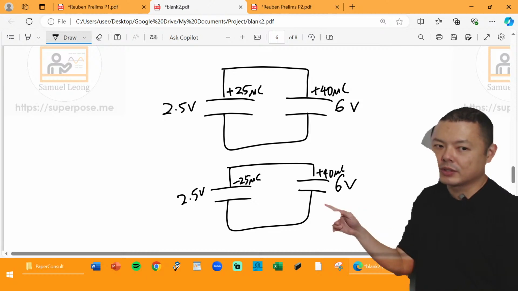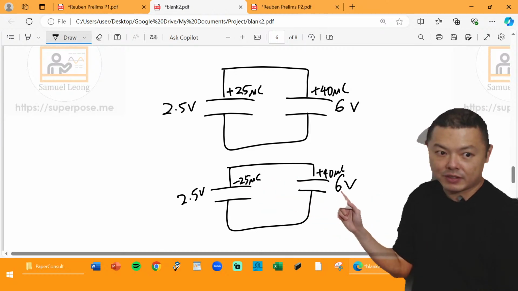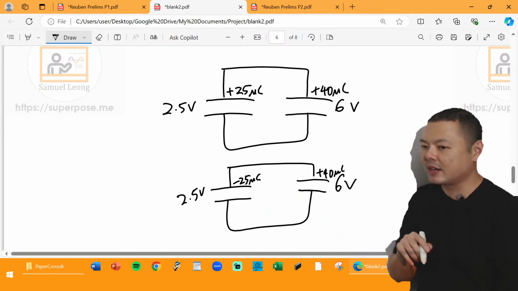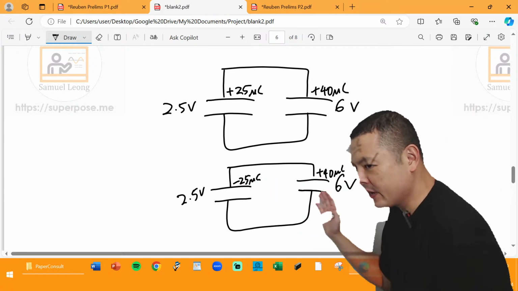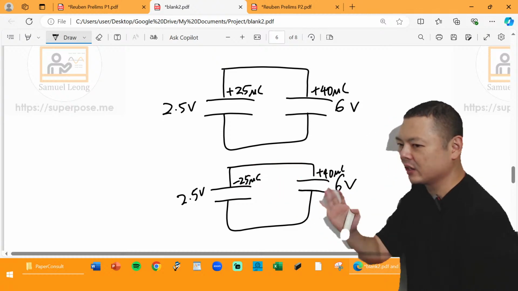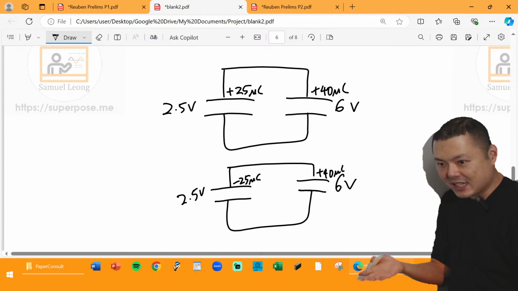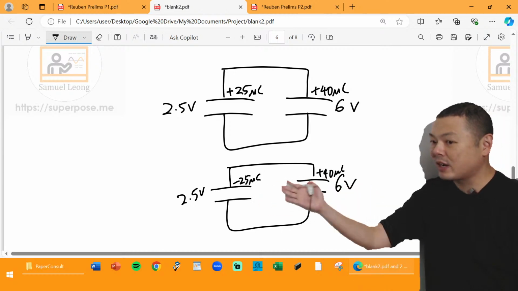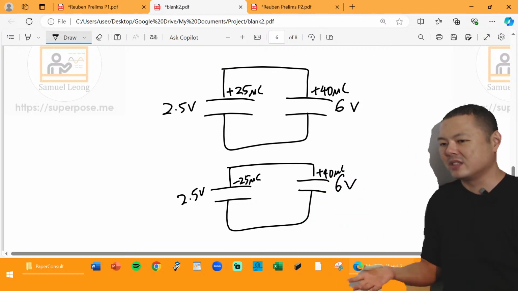Then what's the total charge here? It will be minus 25 plus 40, right? It will be positive 15 now, right? 15 microcoulombs. So after they distribute already, what's the total charge on the top plates? 15, yeah, 15. So it's still conserved. It's just that when you do this, you neutralize some charge, but the total charge is still conserved.